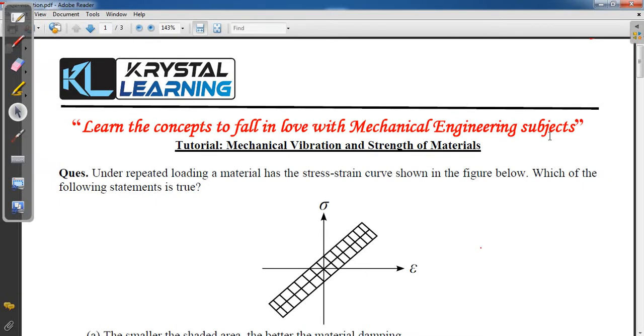So today we will see a concept which depends upon the subjects mechanical vibration and strength of materials. The concepts of these two subjects are involved in solving this question, for a better understanding.